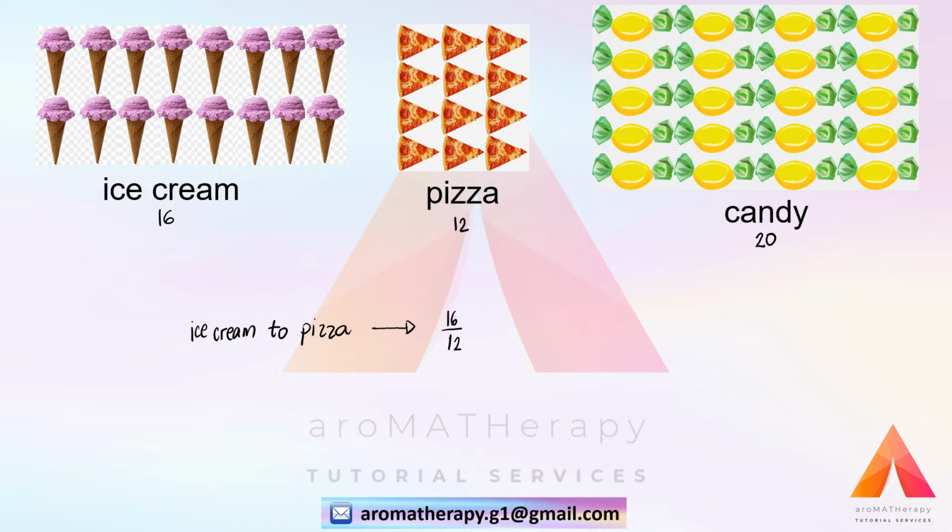16 over 12. What is the simplified form of 16 over 12? We need to divide this by what? Divide the numerator and the denominator by the same number. And what is their greatest common factor? This is equal to 4/3. Their greatest common factor is 4. Okay.